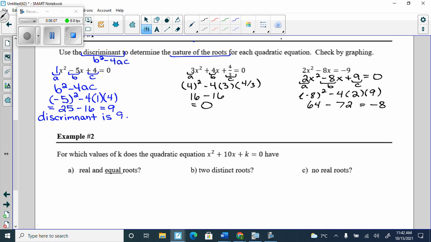So if the discriminant is 9, you guys told me you have two roots, right? But the nature of the roots, how do we actually say it? So we have two real, and they're different. What was the word I used for different? And distinct roots.